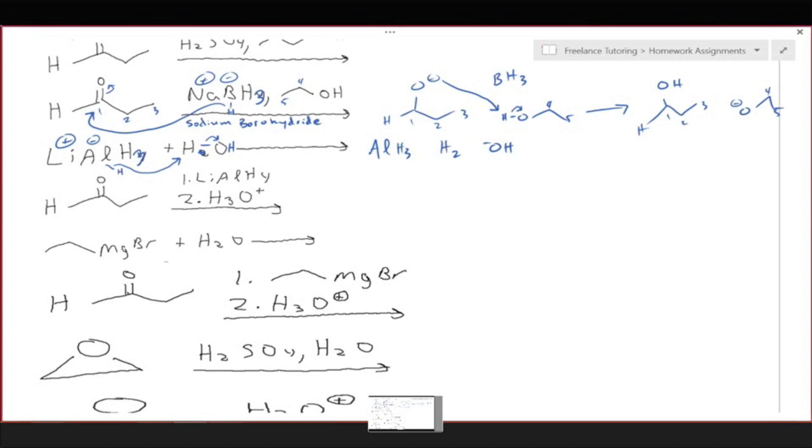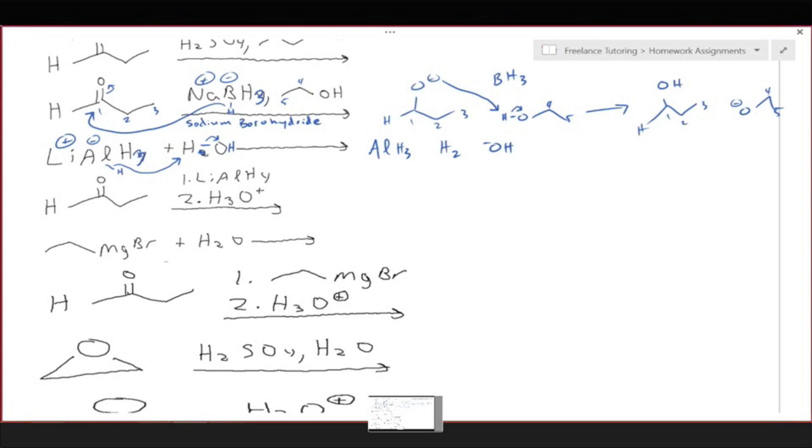So the point is, what role did the lithium aluminum hydride play here? It was a base, a strong base. Right. What other role can lithium aluminum hydride play besides base? Nucleophile. But it didn't get to do that because instead it acted like a base here.